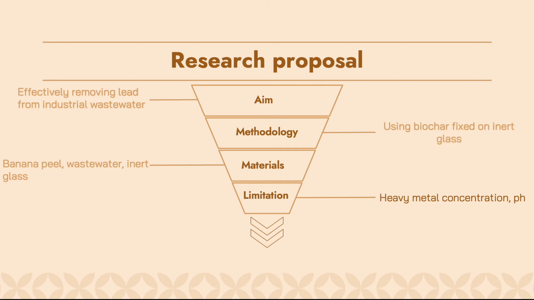Firstly, it is easy to obtain banana peel. Secondly, according to Group Task Research in 2020, banana peel can produce a particularly high amount of biochar. So banana peel is the real material of protecting biochar. The second is the inert materials, and the third is industrial wastewater.